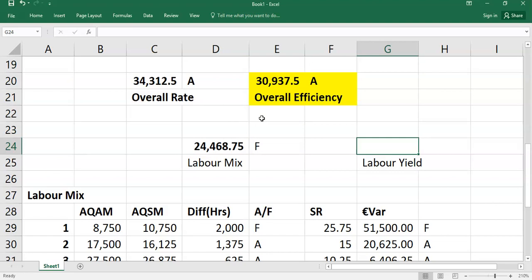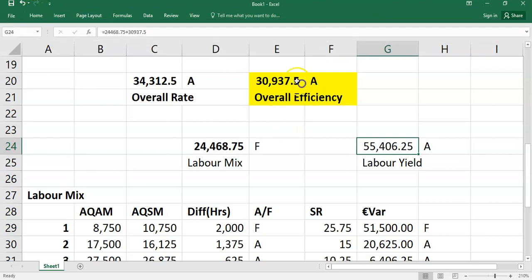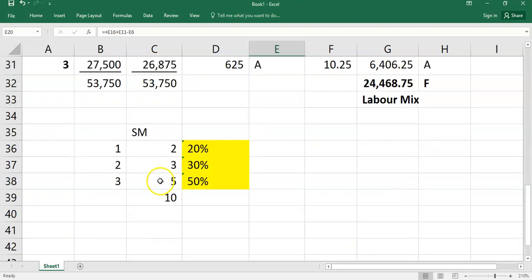The labour yield must be 24,468.75 plus 30,937.5 adverse, because both of these added together must get an overall adverse of 30,937.5. So you can kind of back into what you know the answer will be, and we'll prove it using our tabular format. There's a lot of repetition in these variance questions, but it is about practice. The more questions you practice, the more comfortable you become.